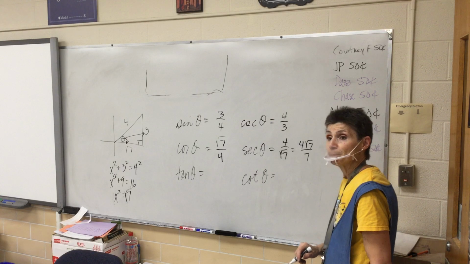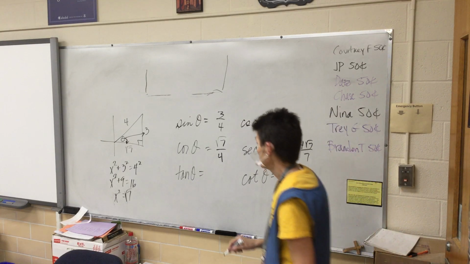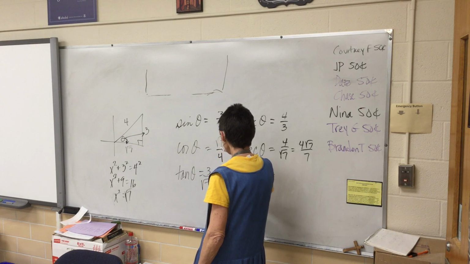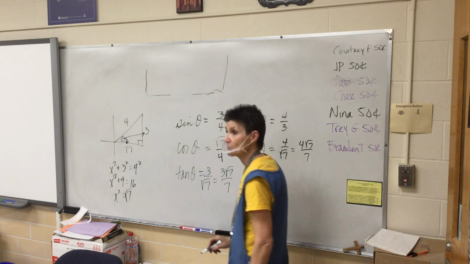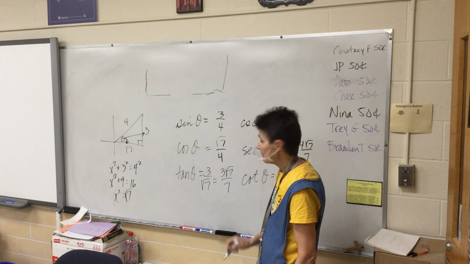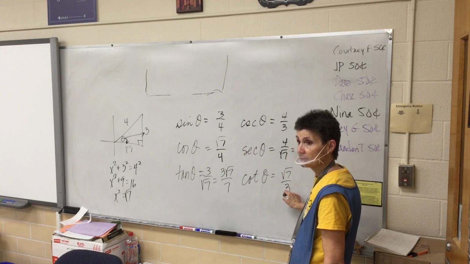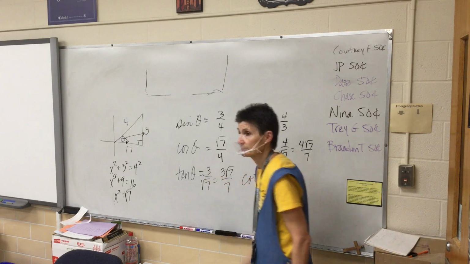What's the tangent? 3 over square root of 7, which is 3 square root of 7 over 7 when I reduce it. Yep. And then the cotangent would be root 7 over 3? Yeah. This guy right here.